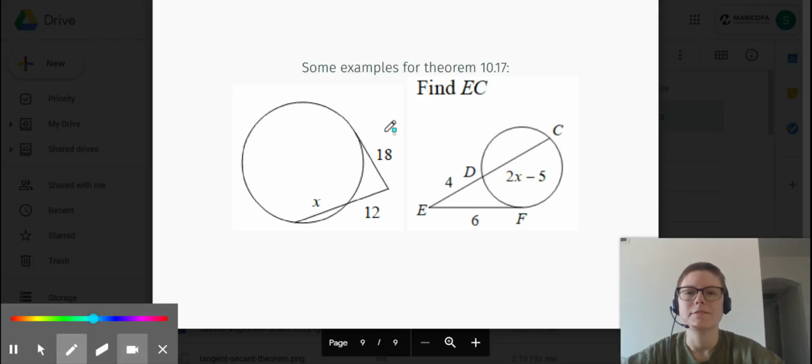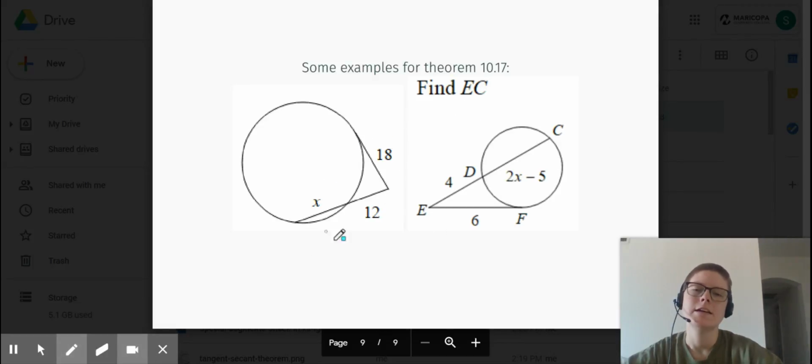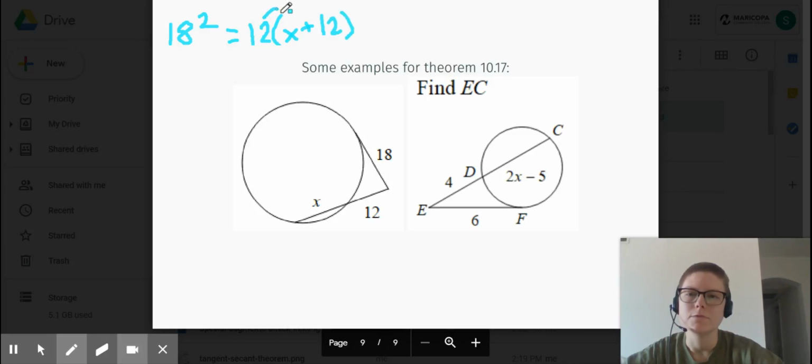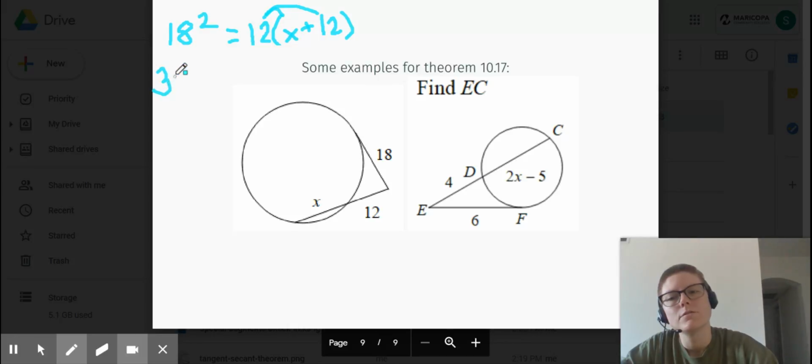Okay, so finally we have some examples for theorem 10.17. So here we've got our tangent and our secant. We're going to take our tangent squared. So tangent's 18, square it, is equal to the external secant segment 12 times the length of the whole secant, which is x plus 12. Right, so we'll distribute, and also I'll go ahead and do 18 squared at the same time. So this is 324. Did not know that one. I had to use the calculator.